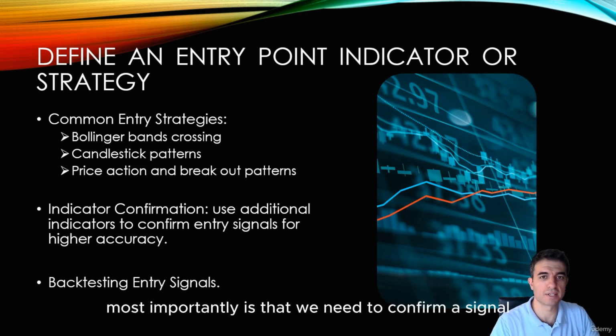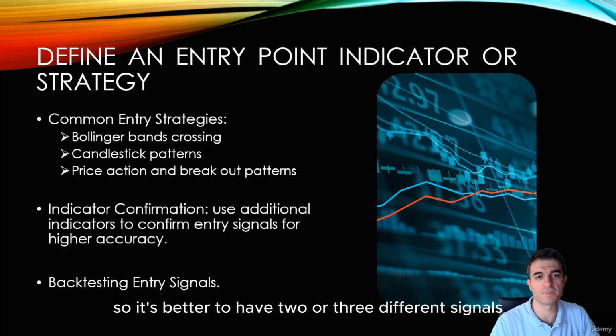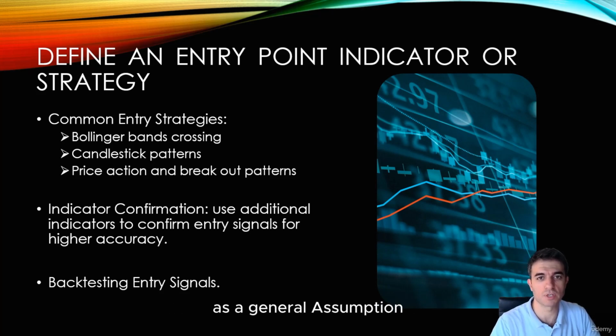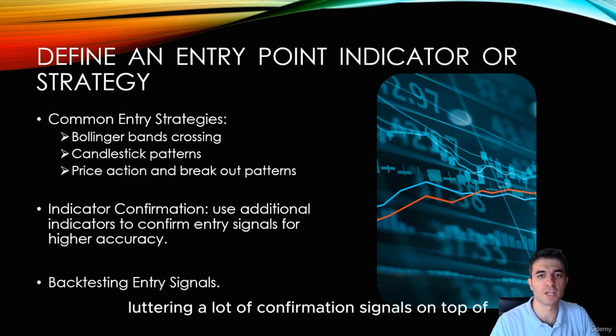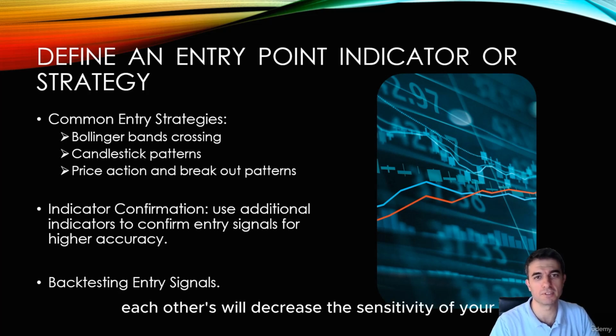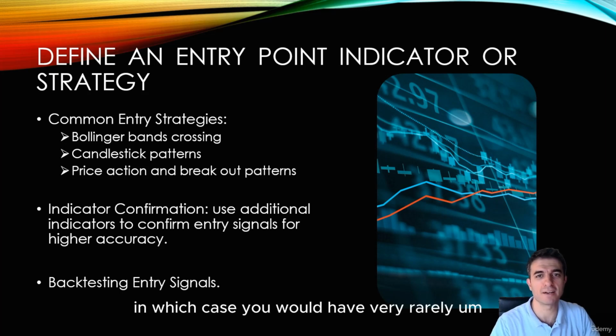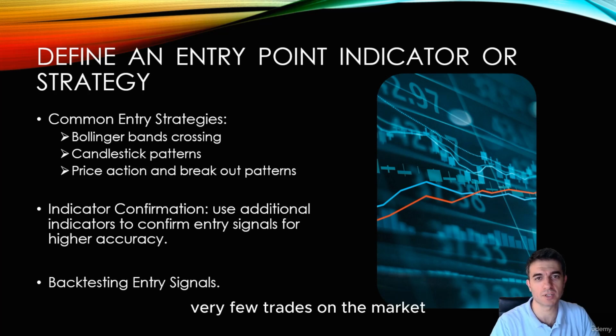Most importantly, we need to confirm a signal with another signal together. So it's better to have 2 or 3 different signals as a general assumption. Now, I have seen strategies working better when they are simple. Cluttering a lot of confirmation signals on top of each other will decrease the sensitivity of your setup, in which case you would very rarely have a signal and you would open very few trades on the market.